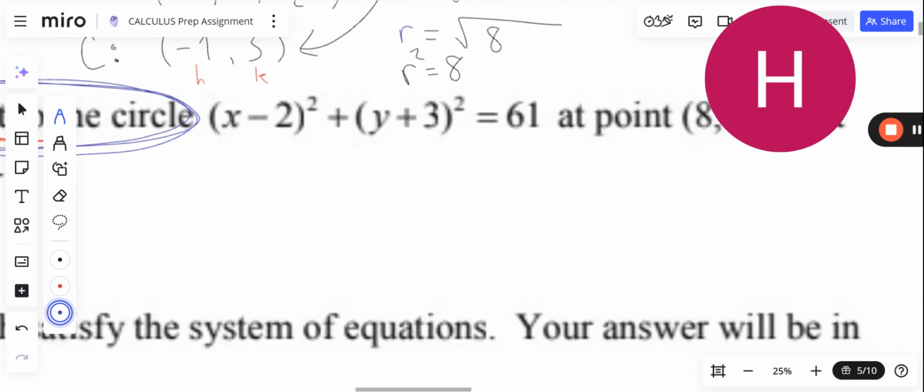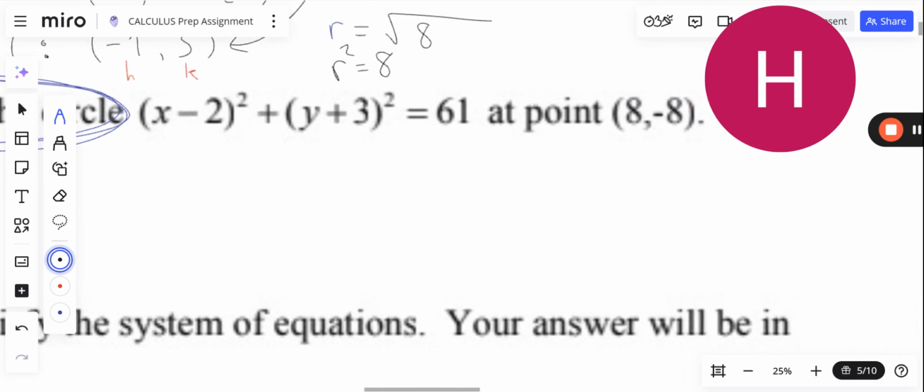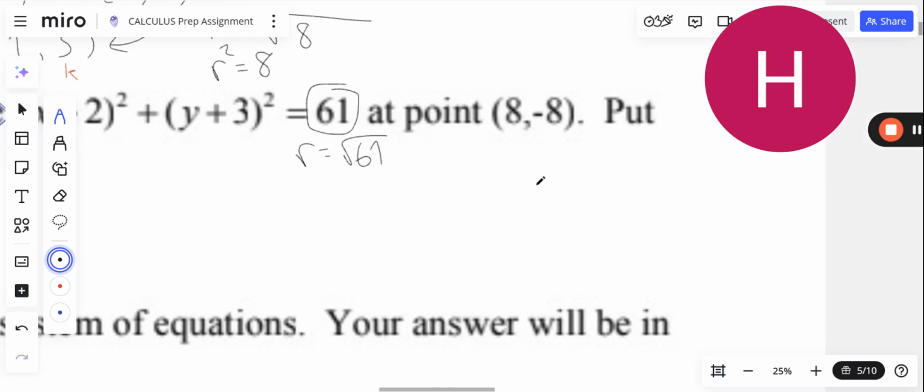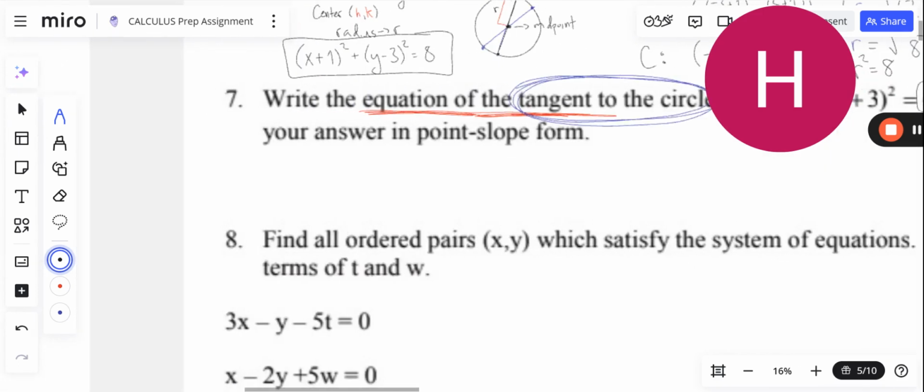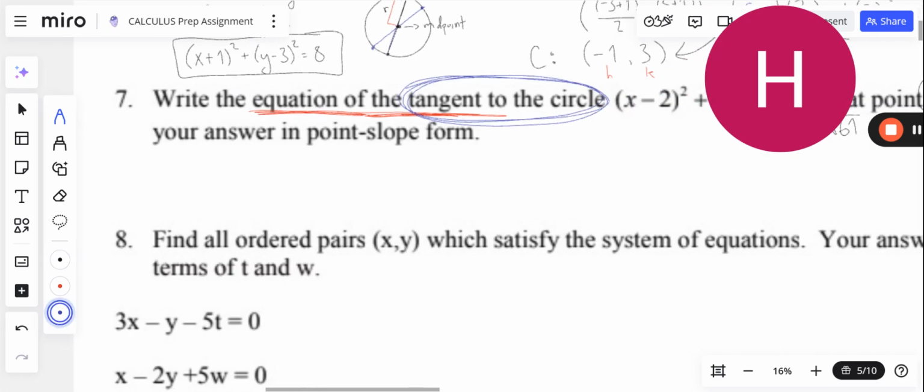So they gave us the equation of the circle. If we were interested in, we can draw the circle. Notice that the r squared is very weird. So the r, the radius length, is the square root of 61. That's not a very nice number, so hopefully we don't have to do too much with the r. At the point 8, -8, put your answer in point slope form.